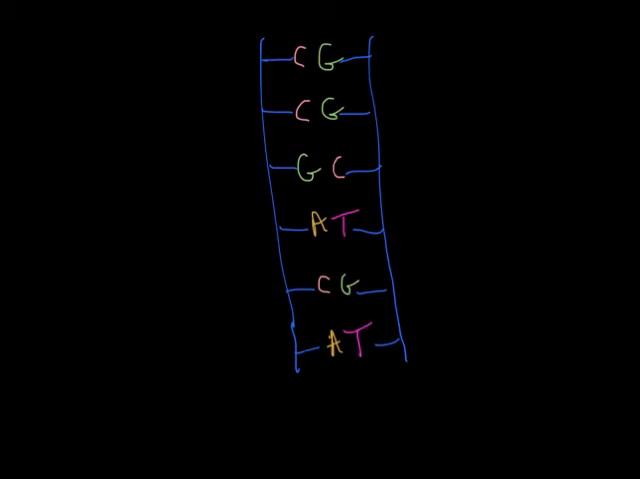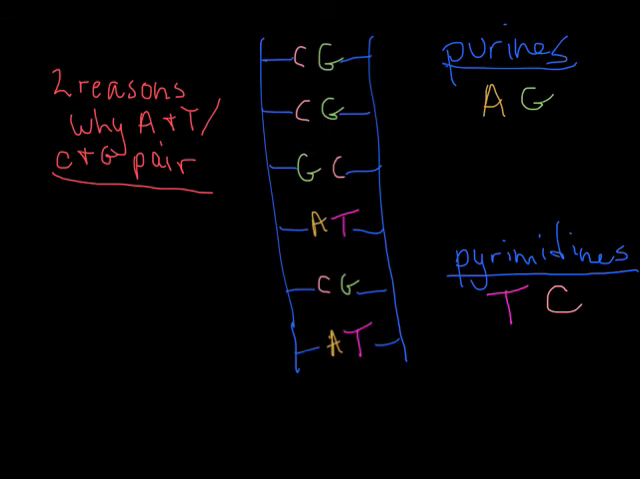You may be asking yourself, or maybe not, I don't know, maybe you're asking the dog, why in the world does C have to pair with G and A have to pair with T? Well, let me tell you. Reason number one why they always have to pair up is based on size. There's two different categories of nitrogen bases based on their size. There's purines and pyrimidines. Adenine and guanine, A and G, are purines. That means simply that they're big nitrogen bases.